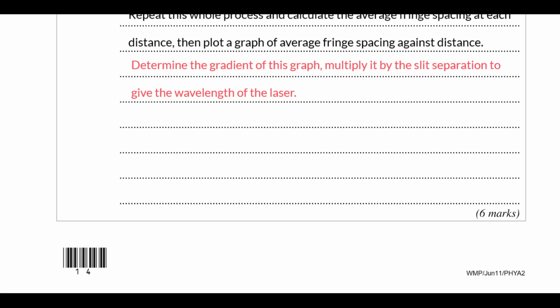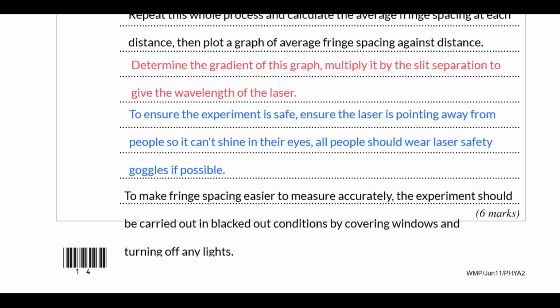So safety, we need to make sure the laser's pointed away from people. If we've got them, wear some laser safety goggles, and if you want to really be safe, put up some signs to make sure everyone's aware there are lasers going on. And another strategy to improve accuracy is we're going to want to turn off any lights in the room and black out any windows, because that makes the fringes clear and fringe spacings easier to measure. Okay, so we've got those 2 points now, and that would finish off our answer nicely.